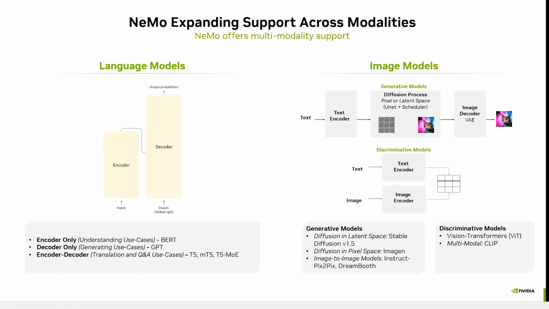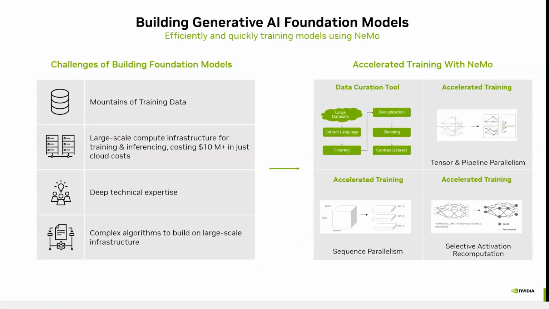Similarly, for images, we have diffusion-based models, but in this series I will be covering more of the text part. Just to introduce you, NVIDIA provides diffusion-based and CLIP-based architectures as part of its generative AI framework. Now coming to accelerated training with NEMO, what kind of things are possible?